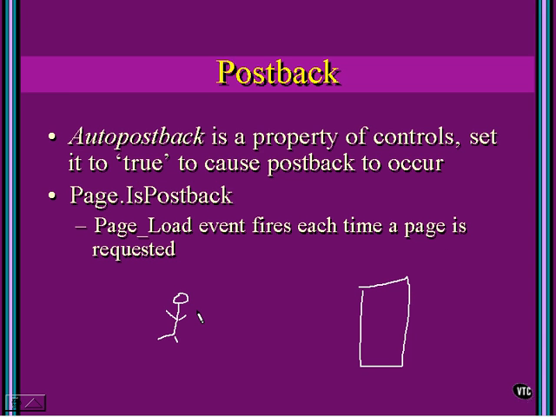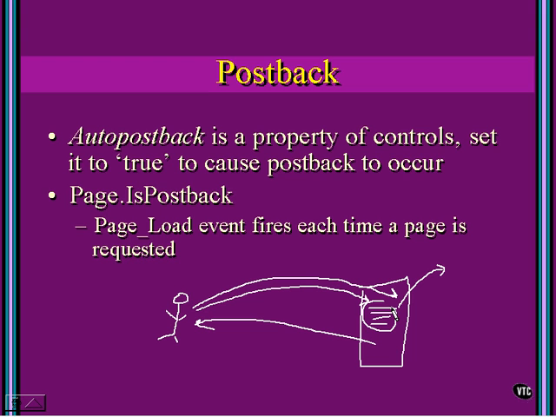But when we request a page, the first time the user requests this page, we have some page load code here, and this fires and begins to run. Then after that's finished running, we return the page back to the user. The user fills out some form information and sends it back. Now, we don't want this page load to run again because it's already run, and we only want it to run the first time. The isPostback property can be checked to tell whether or not this is a postback.